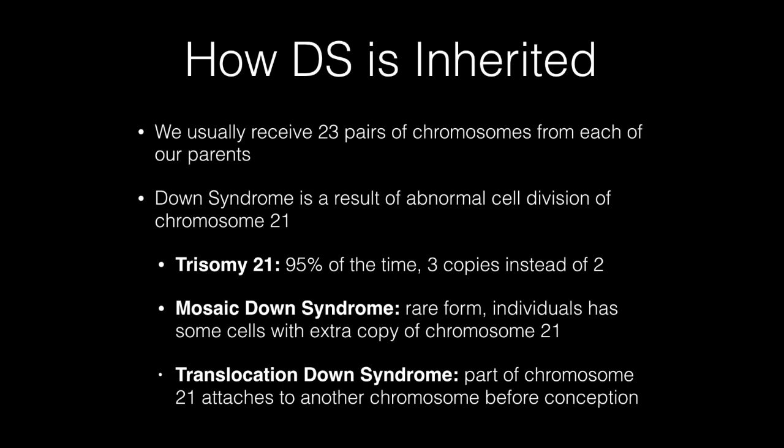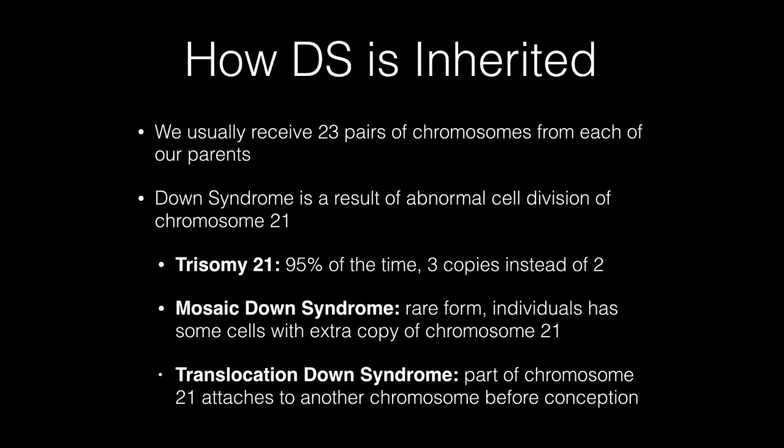The second variation is called mosaic Down syndrome. This is a rare form where the individual only has some cells with an extra copy of chromosome 21. This forms a mosaic of normal and abnormal cells caused by abnormal cell division after fertilization.